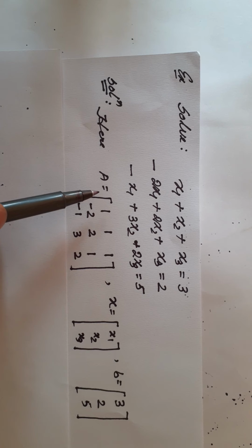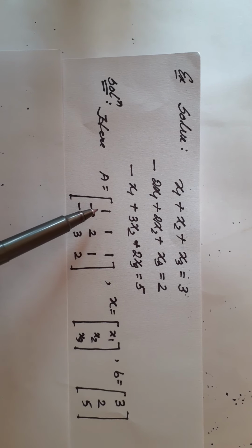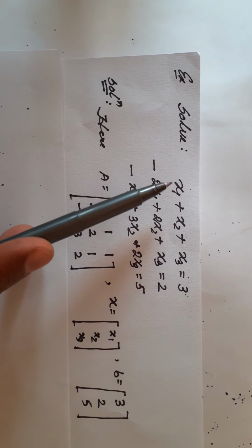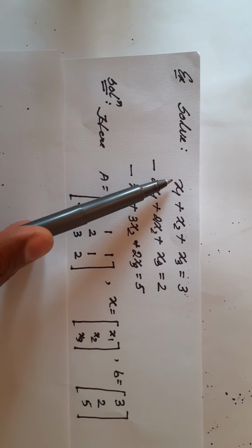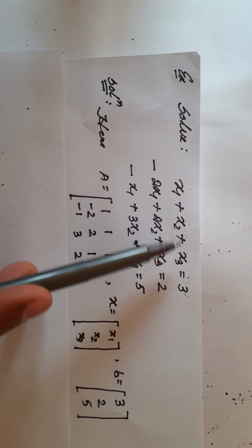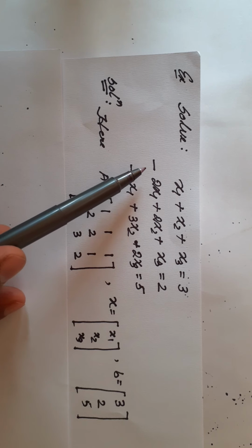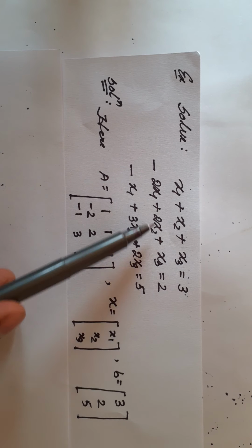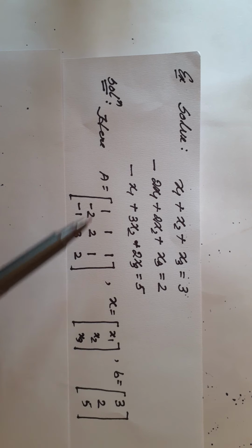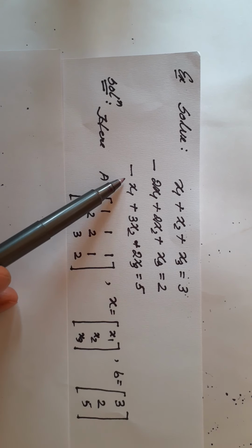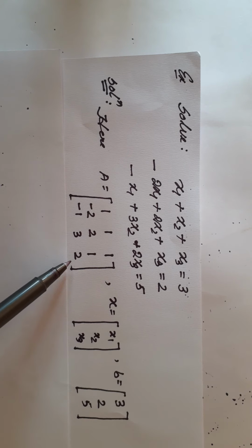The coefficient matrix is A, and the rows of A are nothing but the coefficients of the variables in the equations. So the first equation has coefficients 1, 1, 1, so that is the first row. The second equation has coefficients minus 2, 2, 1, so it is the second row of A. The third equation has minus 1, 3, 2, so that gives me the third row, minus 1, 3, 2.